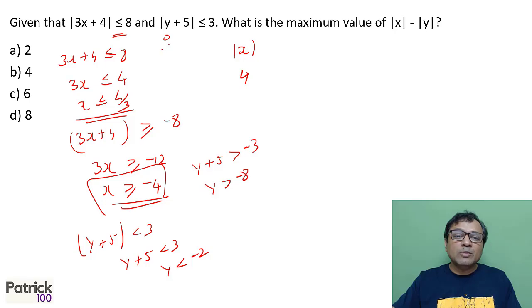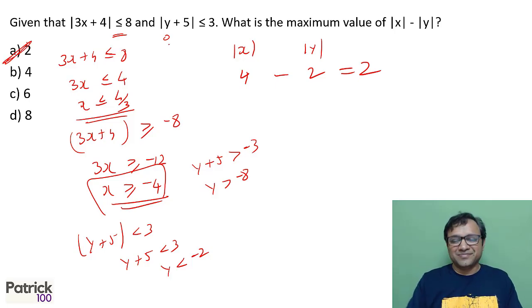Minimum possible value, absolute value will be 2, minus 2. Absolute value of y will be 2, which is satisfied. Only 2 will give you the value. Okay, nothing else will satisfy. 0 will not satisfy, 1 will not satisfy. Right? Both positive and negative. Only minus 2 is the smallest integer it will satisfy. Absolute value. So automatically x minus 5, 4 minus 2 will give you 2. The answer will be A option.